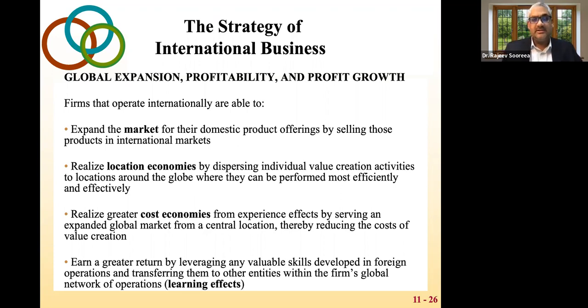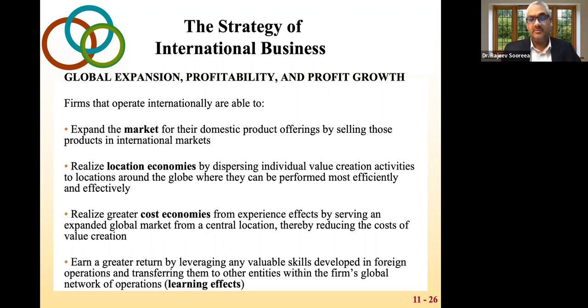And firms that operate internationally should also be able to realize greater cost economies from experience effects by serving an expanded global market from a central location, thereby reducing the cost of value creation. So you want to be able to have large scale production so that you cut back on your cost, right? And finally, you should be able to earn a greater return by leveraging any valuable skills developed in foreign operations and transfer them back to your headquarters.